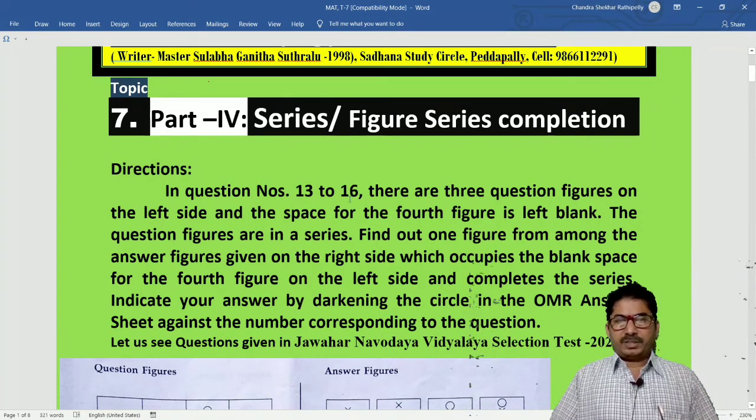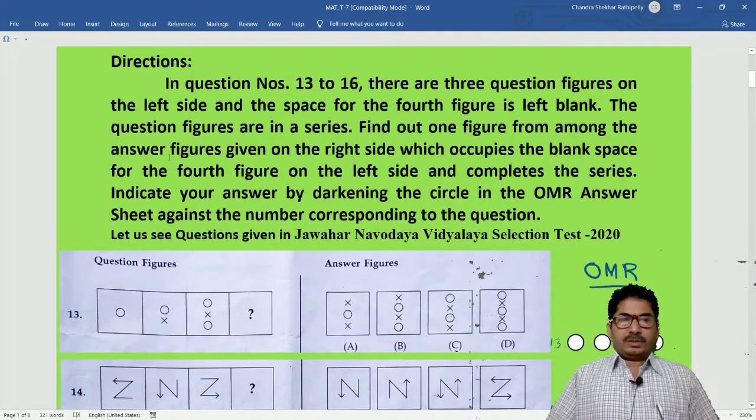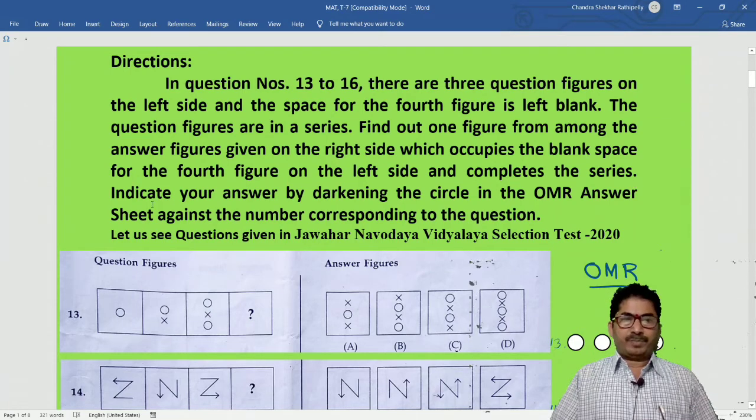In question numbers 13 to 16, there are three question figures on the left side and the space for the fourth figure is left blank. The question figures are in a series. Find out one figure from among the answer figures given on the right side which occupies the blank space for the fourth figure on the left side and completes the series. Indicate your answer by darkening the circle in the OMR answer sheet against the number corresponding to the question.